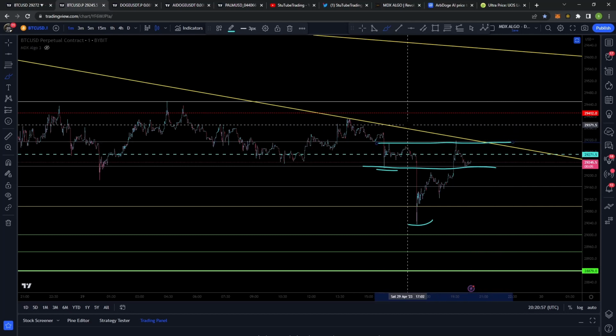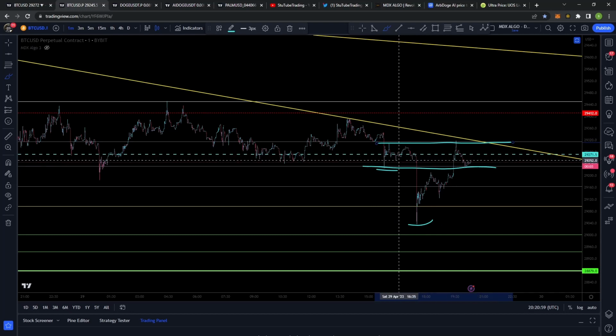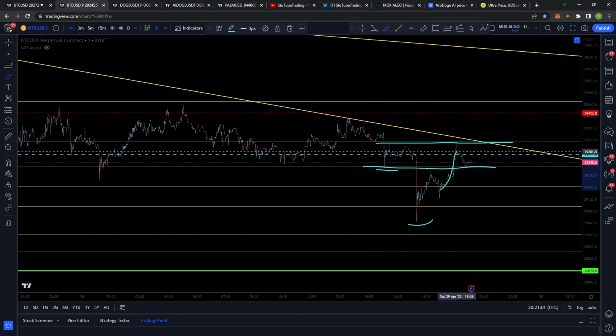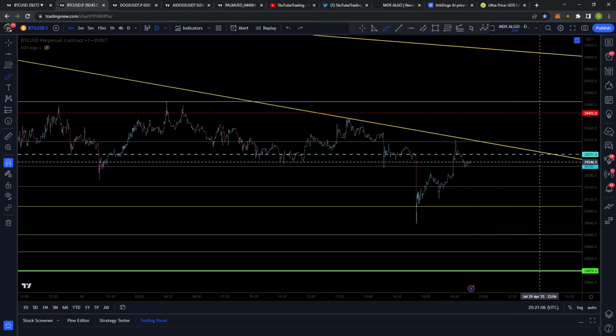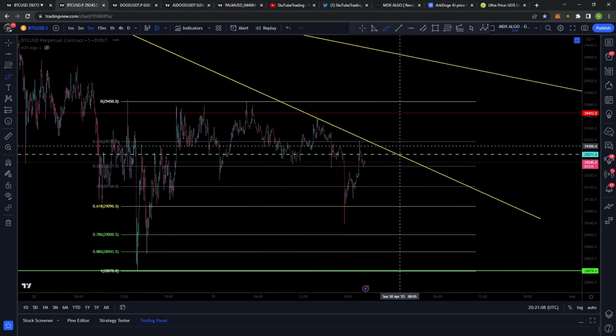Again, very micro time frame here. But we might just be going right up into resistance here, getting ready to see a bit of a rejection. So I'm just going to leave that run for now. Bring the 5 minute back up here.